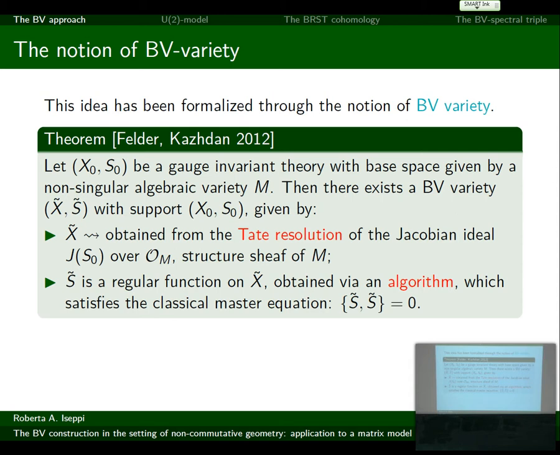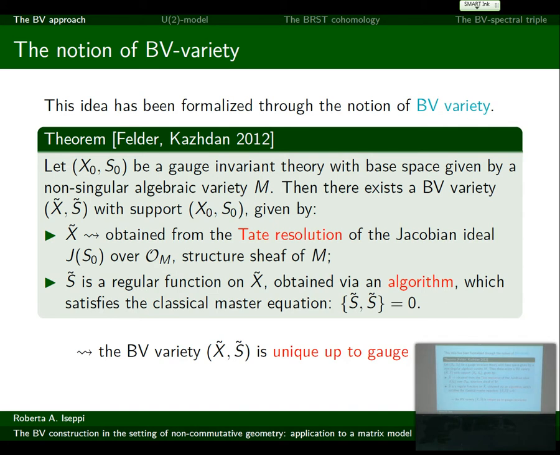The way to obtain this X tilde is through a Tate resolution of the Jacobian ideal defined by the initial action over the structure sheaf of the variety. For what concerns S tilde, this is obtained via an algorithm. The important part is that here I'm speaking about a possible BV variety, but everything is well defined in the sense that this is unique up to gauge invariance. So from a physical point of view, we are safe.